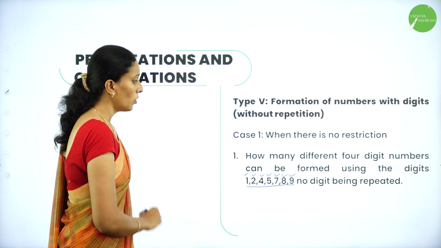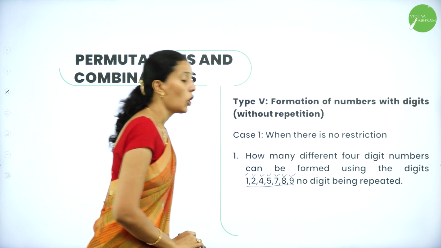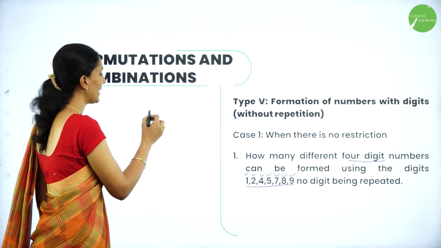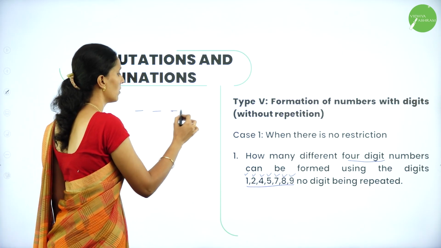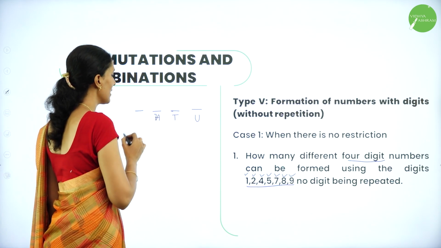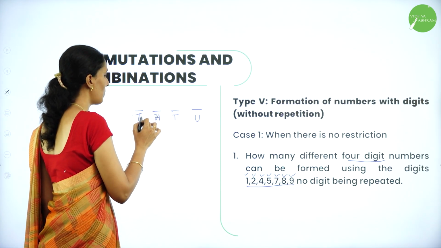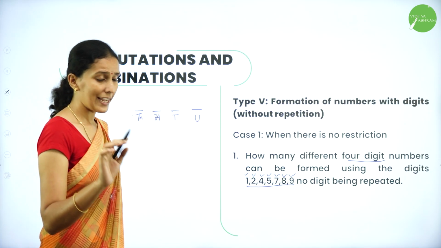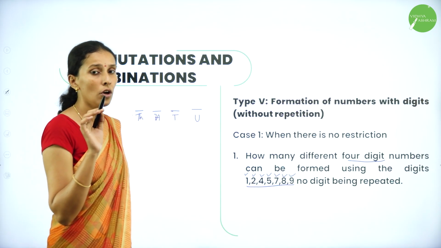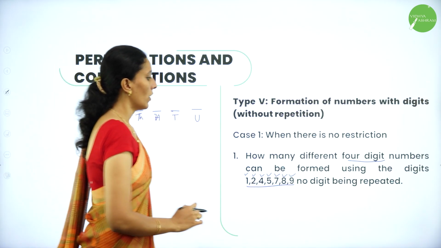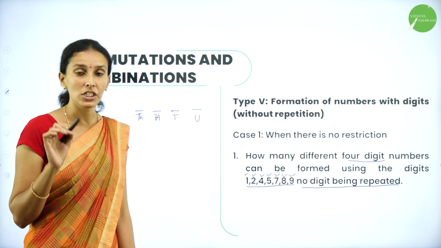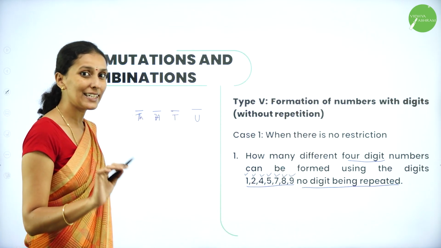What are we supposed to do? We have to form a 4-digit number. So, let me take 4-digit numbers. This is your units place, tens place, hundreds place, and this is the thousands place. Out of 7 numbers, we are going to form a 4-digit number with no digit being repeated, so without repetition.